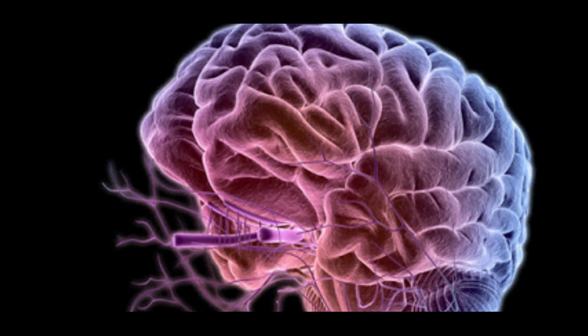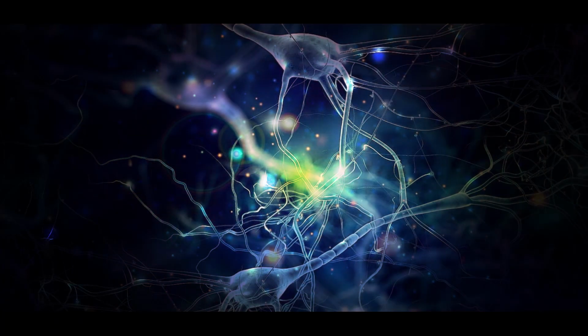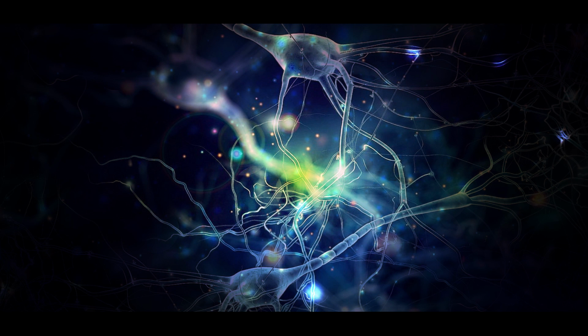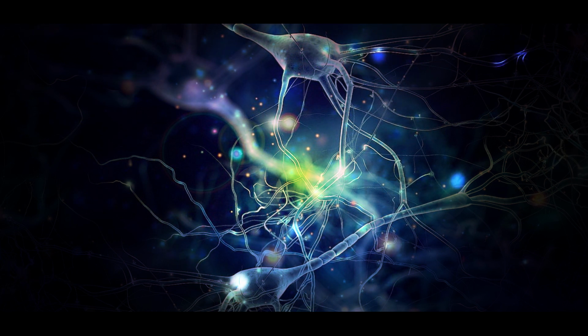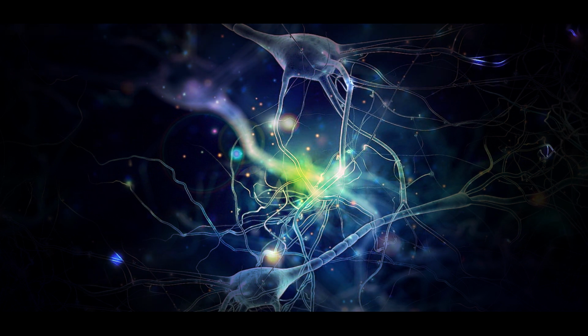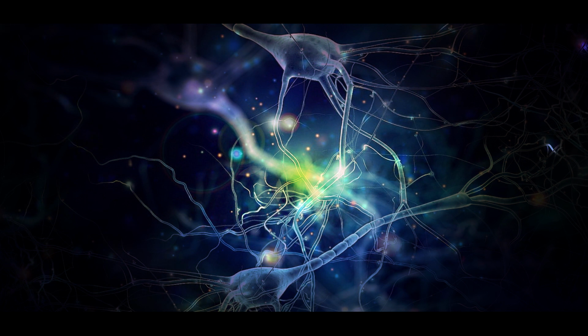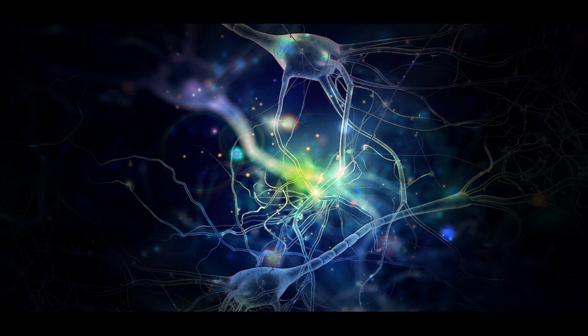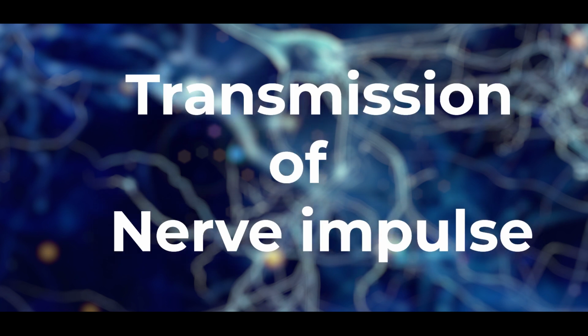In order to introduce today's lesson, I'm going to show you a picture, and by looking at the picture, you have to guess what's going to be our topic for today. As you can see, the picture shows many neurons present, and there is conduction of impulse happening in each of these neurons. So what will be the topic of our lesson today? Yes, it is transmission of nerve impulse. So that is going to be our topic today.